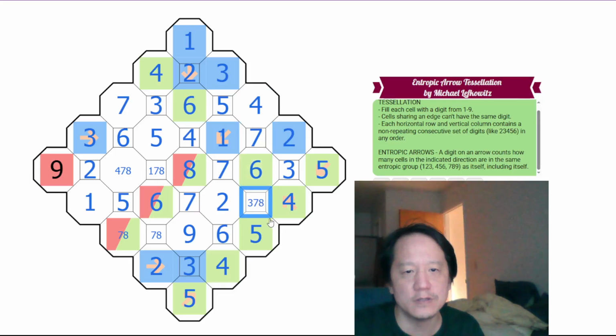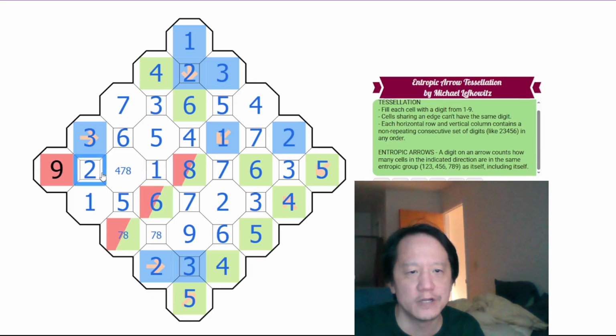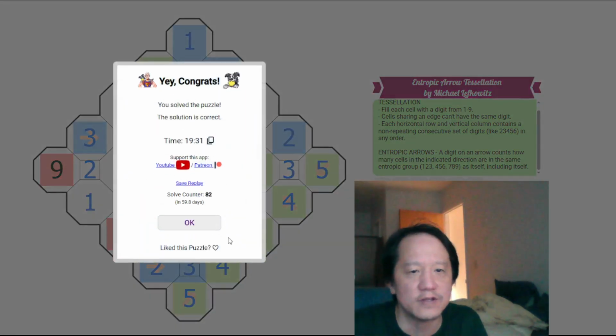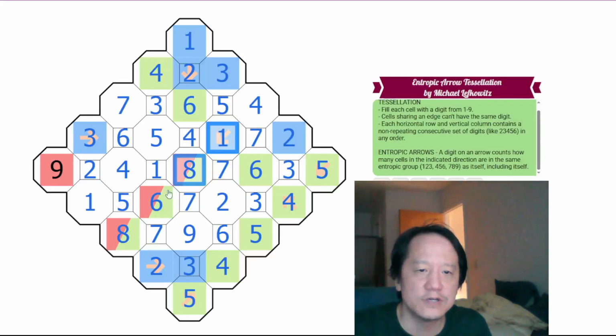This can't be 7 here. We need a 3 in row 6, so this is 3. 7 and 8 eliminates 7 and 8 here, so it's 1. That means this can't be 7 or 8. It's 4. 7 eliminates 7 here, so that's 8, which makes that a 7. And that's how you solve it.